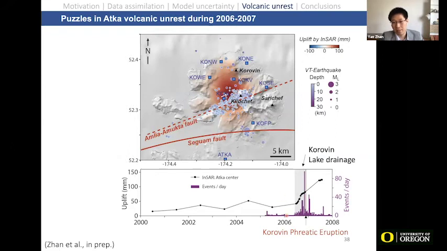And at the end of 2006, a phreatic eruption happened at one of the volcanic vents in this volcanic center, which is Carving volcano. And a few weeks before the eruption, the crater lake of Carving disappeared. So the question for this system is whether the volcanic unrest in the center of this island can be related to the phreatic eruption at Carving, which is 5 kilometers away from the center.